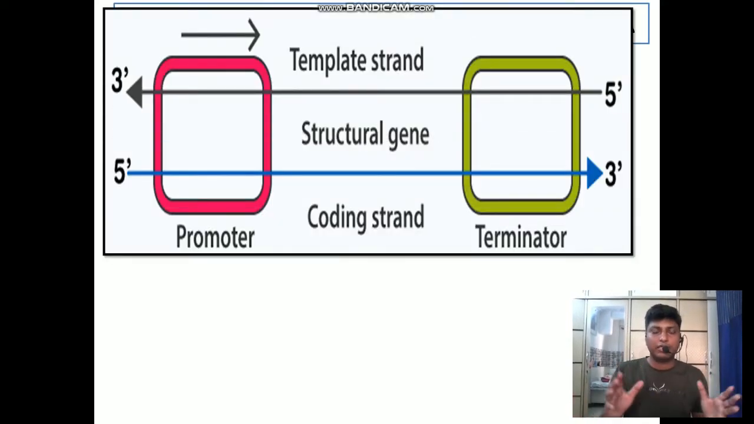So for example, this is the transcription unit, dear students. In this picture you can see that there are two strands, right? These are the two strands of DNA, wherein one strand is in the direction of 3' to 5' end and the other strand is in the direction of 5' to 3' end. As you all know, DNA is basically anti-parallel in nature.